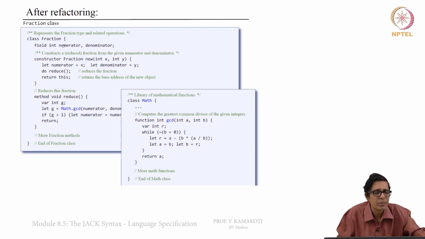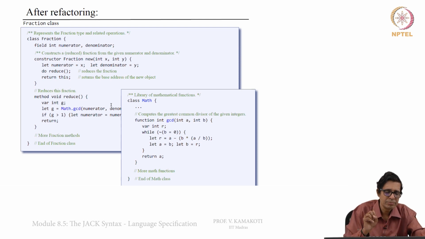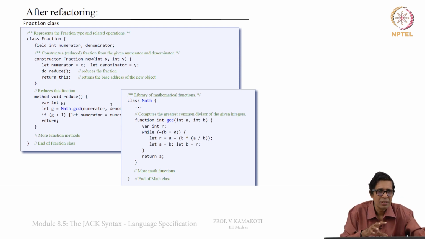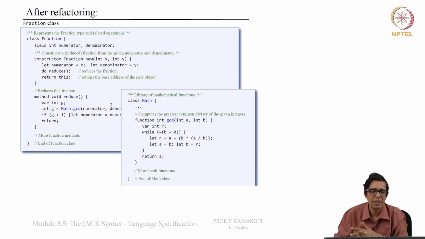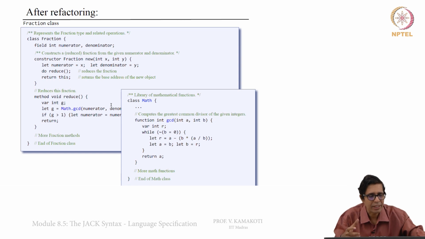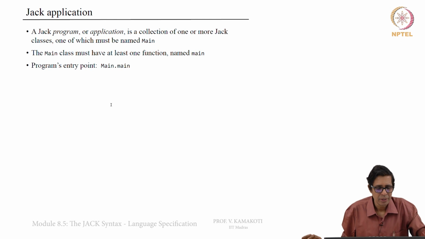This concept of moving out unnecessary or generic things into a common library is called refactoring. Refactoring is a way by which the size of the classes gets reduced, and irrelevant or more generic things move out into a better class, a class of functions. That is something we need to keep in mind.